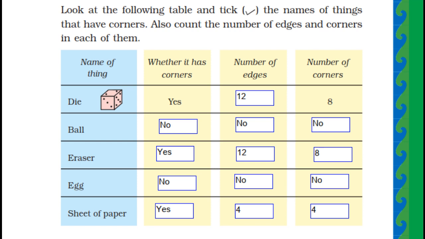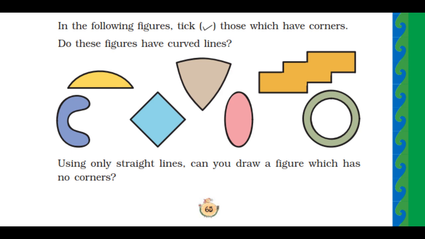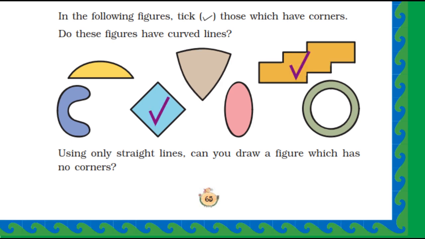Now in the following figures, tick those things which have corners. Now do these figures have curved lines? Now tick the figures which have corners. These 2 figures have corners. Using only straight lines, can you draw a figure which has no corners? Now children, we cannot draw a figure which has no corners.